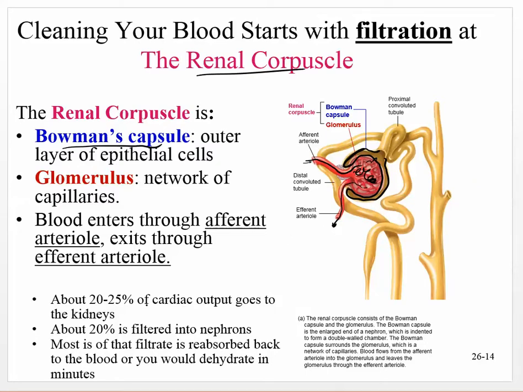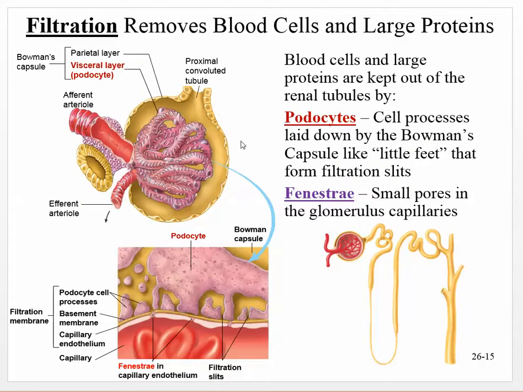Okay, so about 20 to 25% of cardiac output goes to the kidneys, as I mentioned before, and about 20% of that blood is actually filtered into nephrons. So that means it actually leaks through that glomerulus and moves into the tubule. And of course, since that's quite a bit of blood, or it's fluid at this point because it doesn't have blood cells anymore, most of that is going to be reabsorbed. Okay, so how does filtration work?